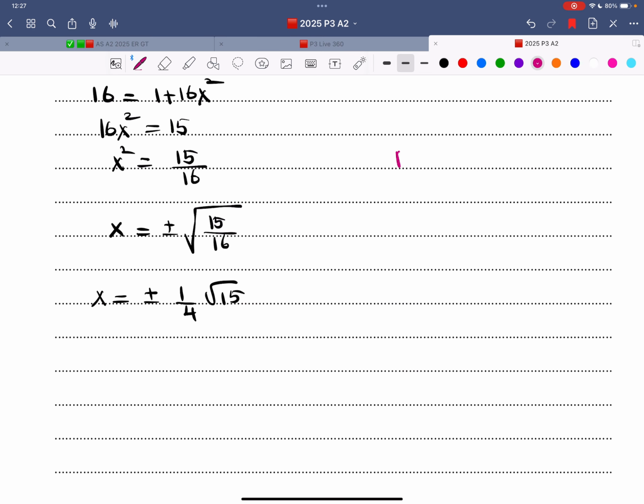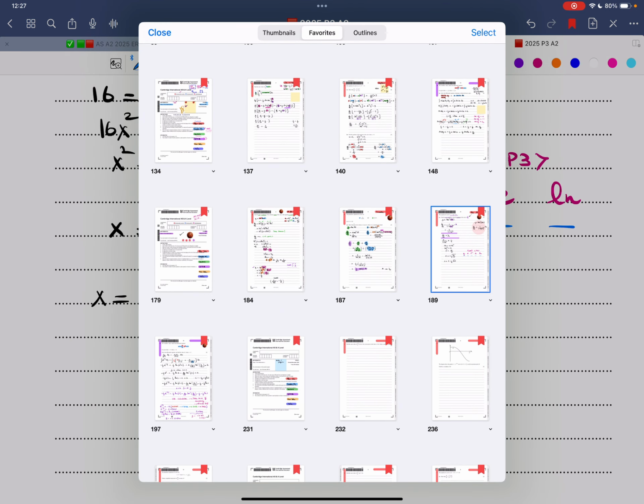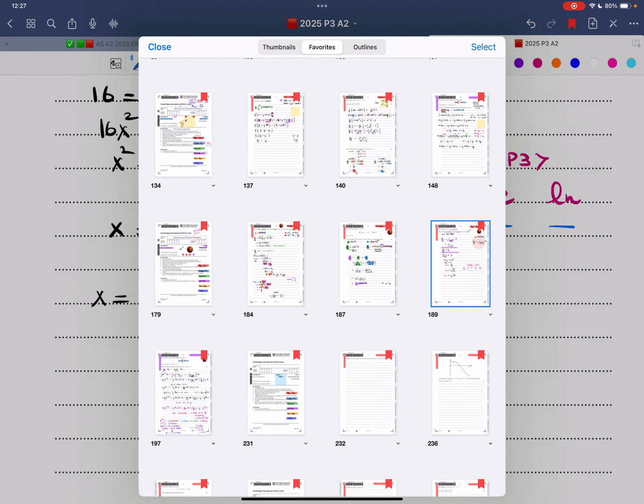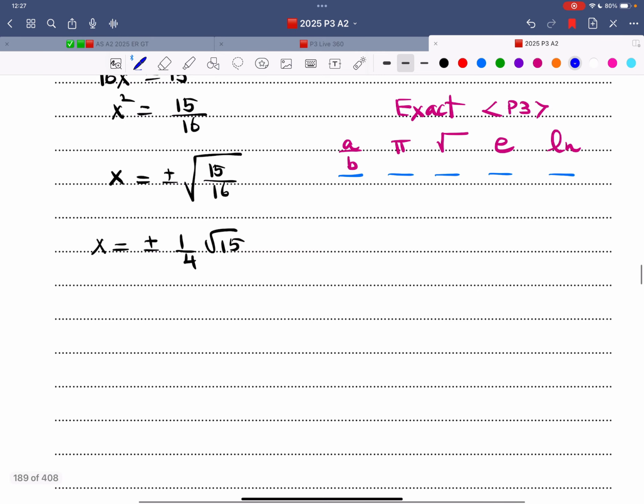Let me remind you once again. Exact means fraction. Exact means in terms of pi. Exact means square root. Exact means in terms of e, in terms of ln. So that is what the word exact means for us in terms of P3. These 5 things, that is exact. So now over here, this thing is done. So let's stop this video over here.